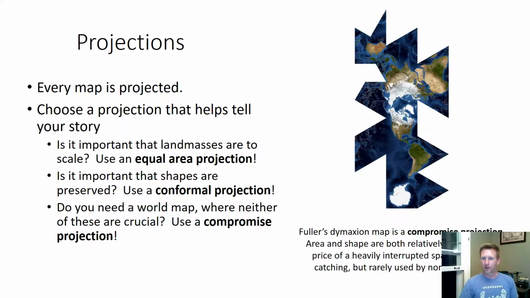Very pretty, especially with the satellite composite image here. But it's heavily interrupted, right? So it's not all that useful for things like wall maps, but it is quite clever, and it does do a good job of showing relative size.